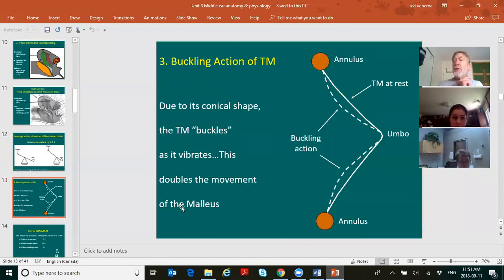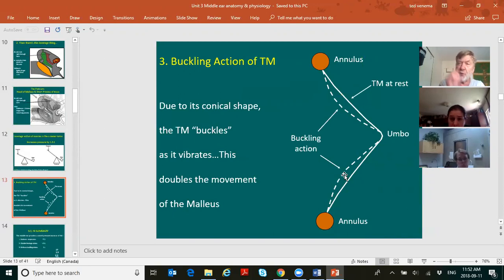And the third thing is that the eardrum does not move as a uniform thing. Here's your eardrum, the umbo, and the annulus, the ring around the eardrum that keeps it in place. So you're looking at it from the side here. Due to its conical shape, the tympanic membrane buckles as it vibrates, the dashed lines. And this doubles the movement of the malleus.